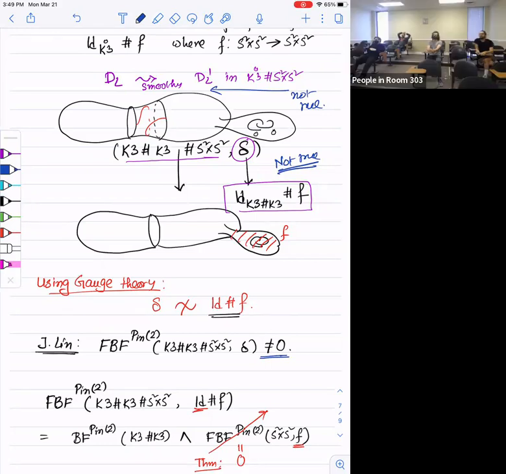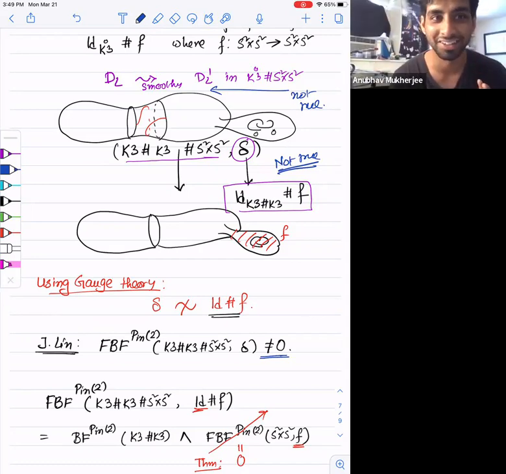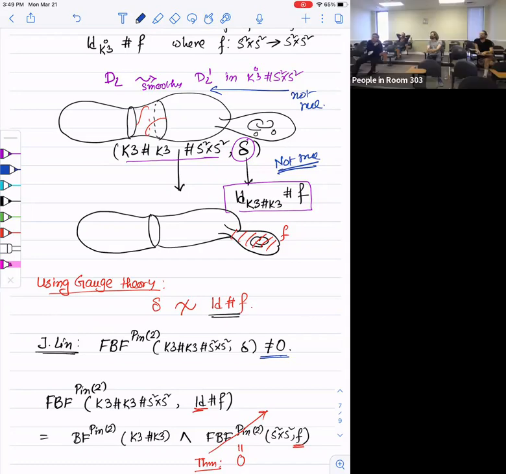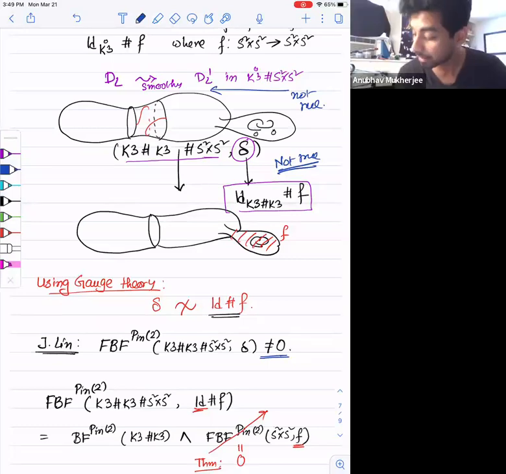Questions? How important is it that you're using the K3 surface? If I picked a random big enough orientable manifold, would the result hold? Oh, it's somehow important. Any E2N should work, but it's essentially the family Bauer-Furuta computation.